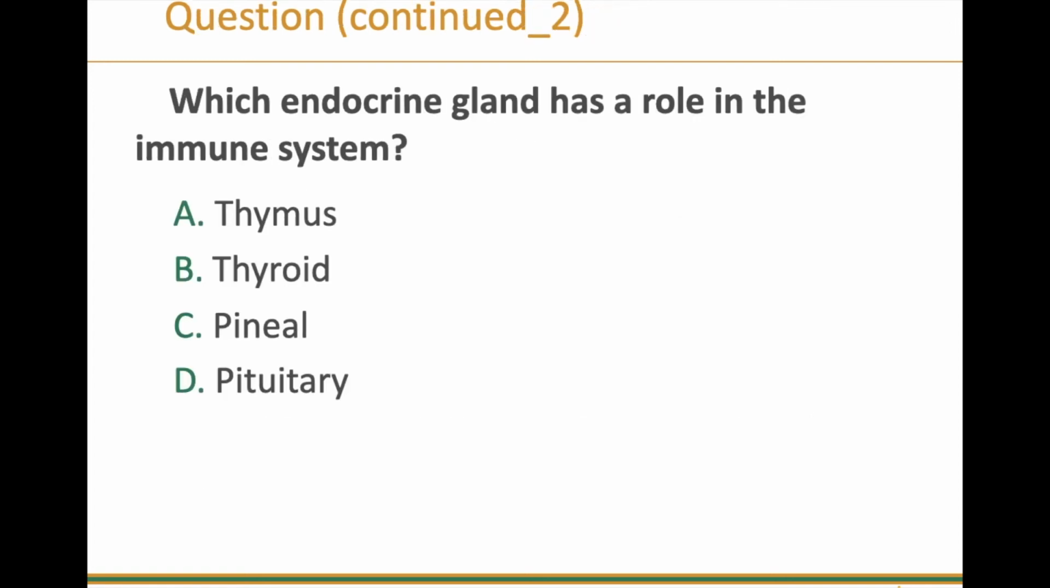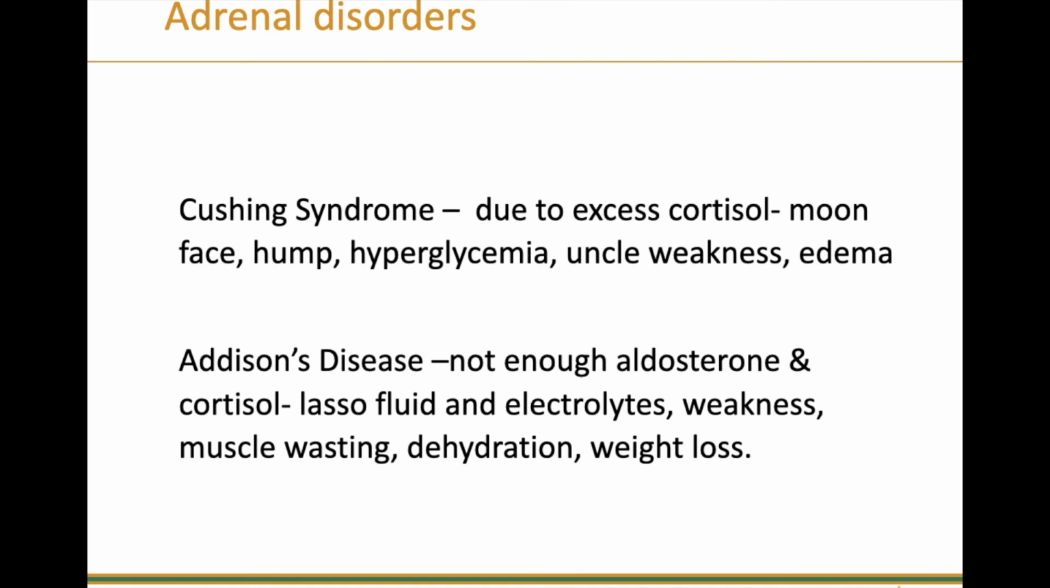The endocrine gland that has a role in the immune system would be the thymus. Next, we're going to look at some adrenal disorders.